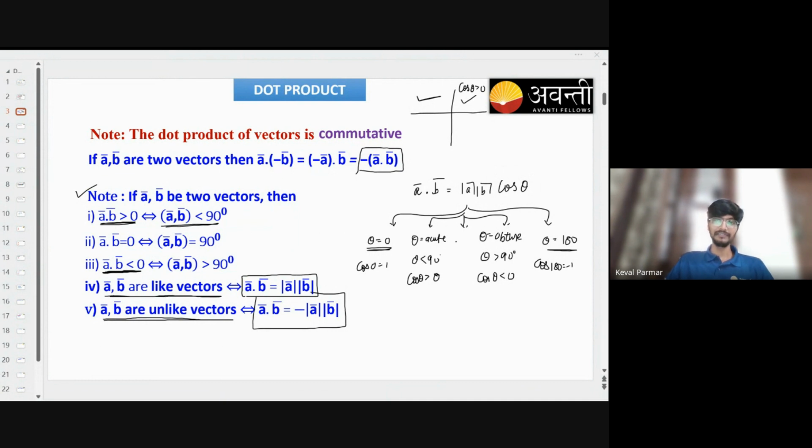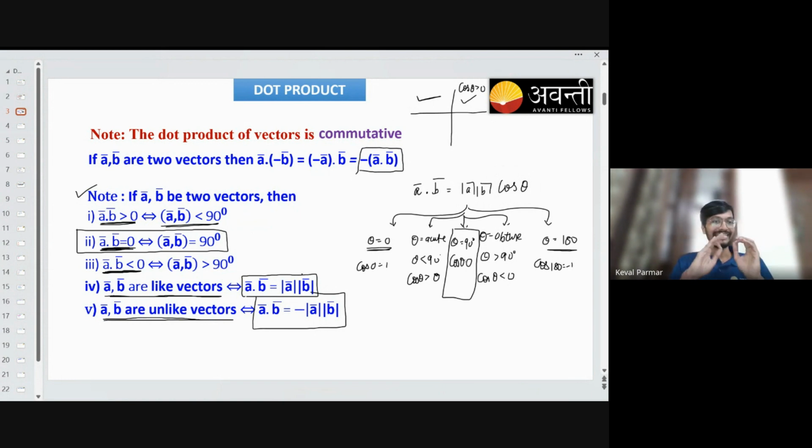And finally, we have the most important part of all, which is theta equals to 90 degree. If theta equals to 90 degree, then cos theta is basically 0. And if cos theta is 0, that means A bar dot B bar is 0. This is the most important condition. We'll be using this many times, guys.